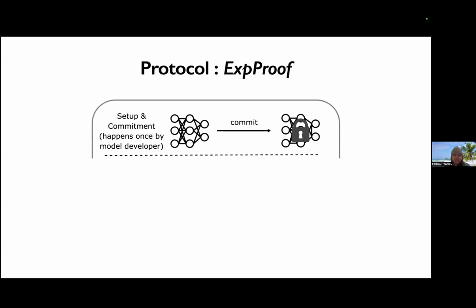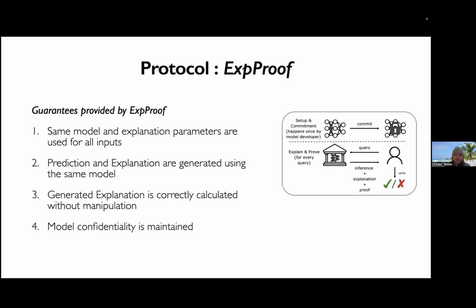I'll come to this later, but what are the guarantees that we are trying to give here? So the guarantees using ZKPs are that the same hyperparameters are used for all inputs. Then the prediction and the explanation are generated using the fixed model that we initially committed to. And the generated explanation is calculated correctly without any manipulation. And all this happens while the model is still confidential. So this is what we are trying to get to with the cryptographic tools.